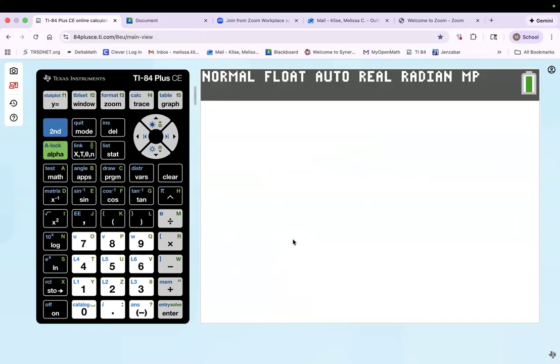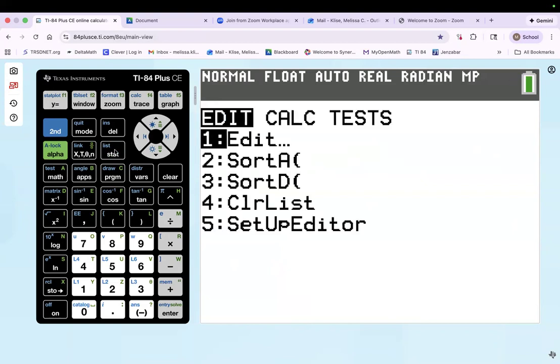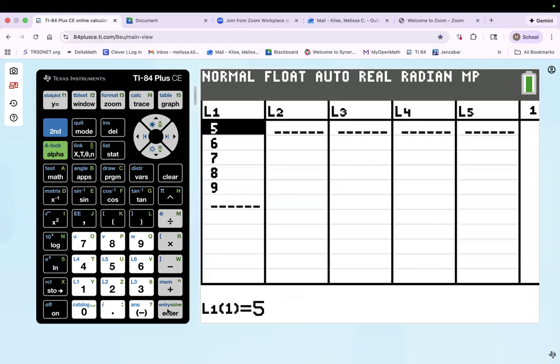The first thing we need to do is put our data into the calculator. We're going to put it into a list. Right next to the arrow circle is the stat button. It says stat, and we hit enter on the stat. We have all of these options. On this screen, the only one I'm going to use is number one, and I'm going to hit enter.